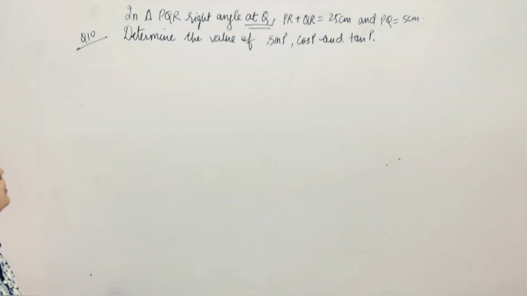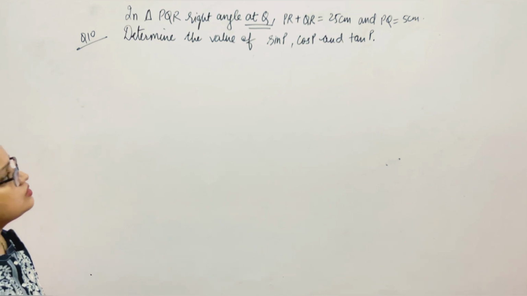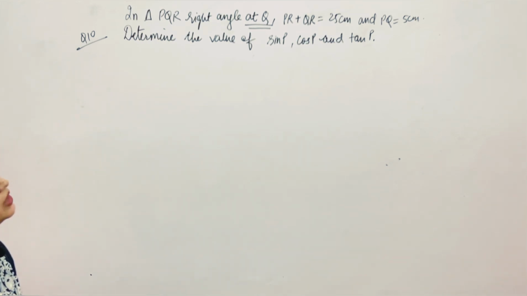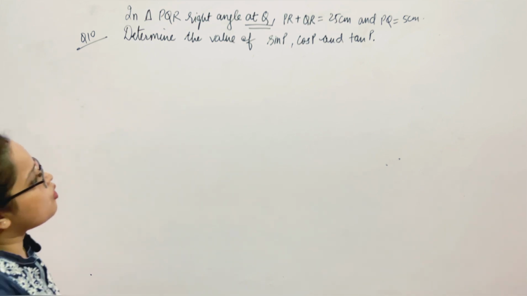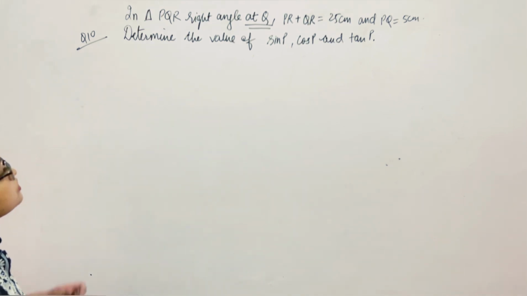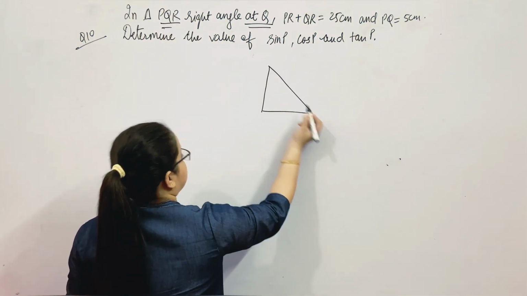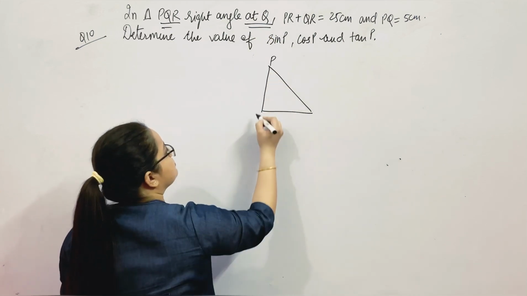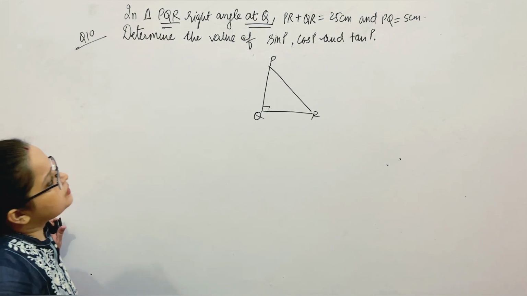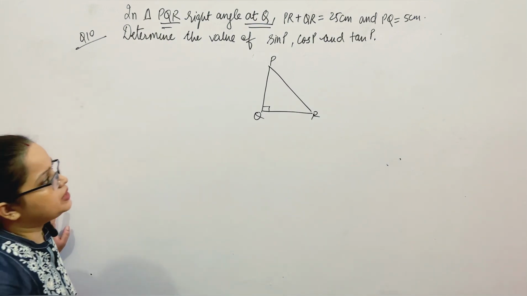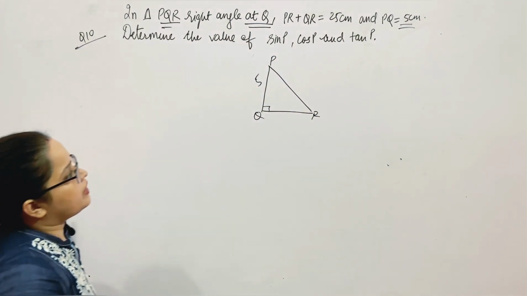Question number 10 is, in a triangle PQR, right angle at Q, PR plus QR is equals to 25 centimeter and PQ is equals to 5 centimeter. Determine the value of sin P, cos P and tan P. So in the question it says triangle PQR, right angle at Q. So I am making right angle at Q. PR plus QR is equals to 25 and PQ is equals to 5. I write it down as PQ 5.